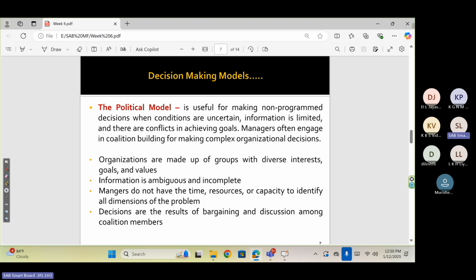Another one, information is ambiguous and incomplete, as mentioned in the second model, bounded rationality. Third one, managers do not have enough time, resources, and capacity to identify all dimensions alone. Therefore, this assumption is also applicable now to a complex decision. Therefore, managers should consider the different views of different people. Then the decisions are results of bargaining power and discussion among coalitions of a few members.